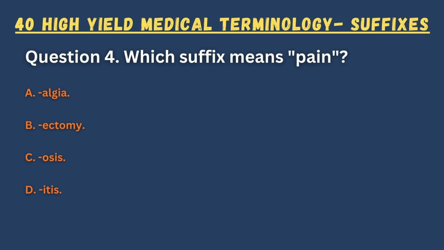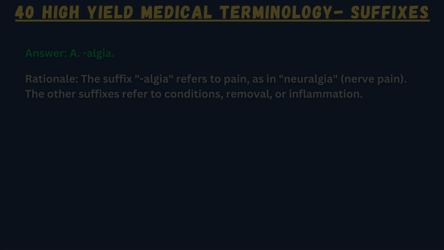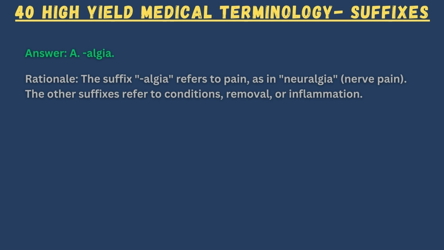Question 4. Which suffix means pain? A. Algia. B. Ectomy. C. Ossis. D. Itis. Answer: Algia. Rationale: the suffix algia refers to pain, as in neuralgia, nerve pain. The other suffixes refer to conditions, removal, or inflammation.